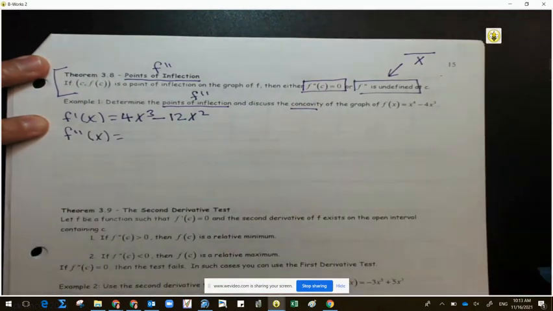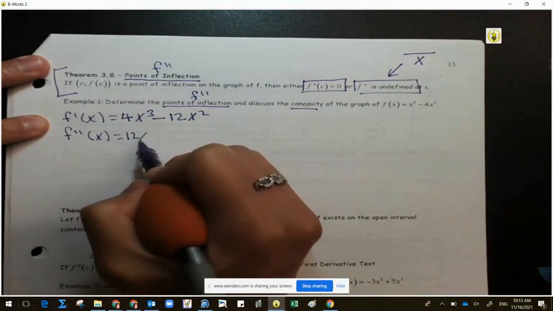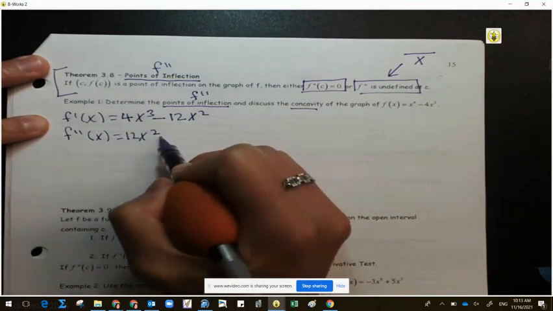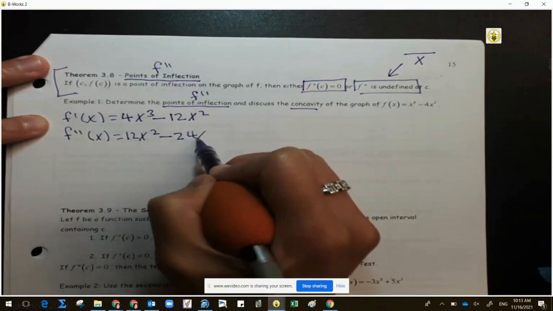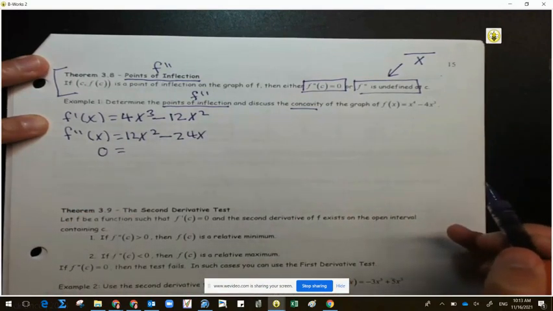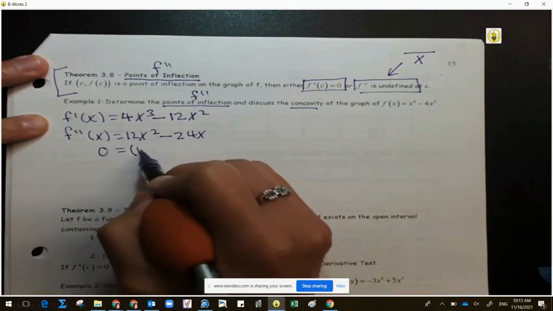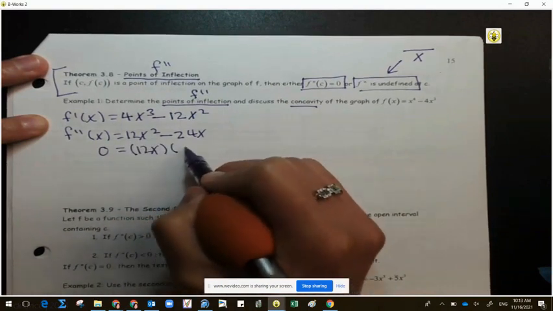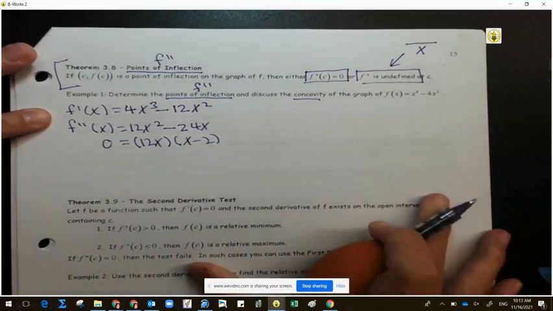And then let's take the derivative one more time for the point of inflection. What's our derivative of the first term? 12x squared. Second term? Minus 24x. So now I need to set this equal to 0. What is our GCF that I could take out? 12x. And then I have remaining x minus 2.